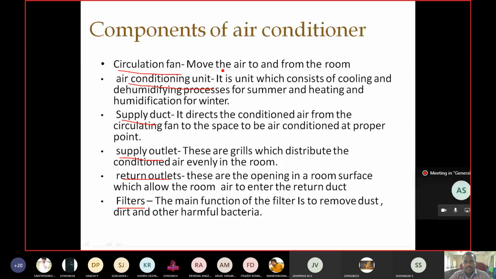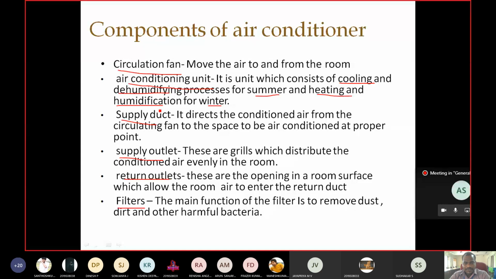The circulation fan moves the air to and from the room. The air conditioning unit consists of cooling and dehumidifying processes for summer, and heating and humidification in winter. Just note the terms: cooling and dehumidifying for summer, then heating and humidifying for winter. Then the supply duct directs the conditioned air from the circulating fan to the space to be air conditioned at a proper point.